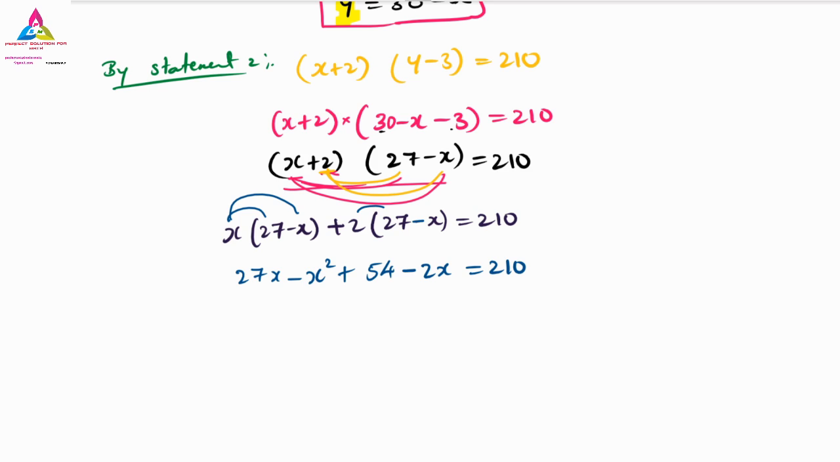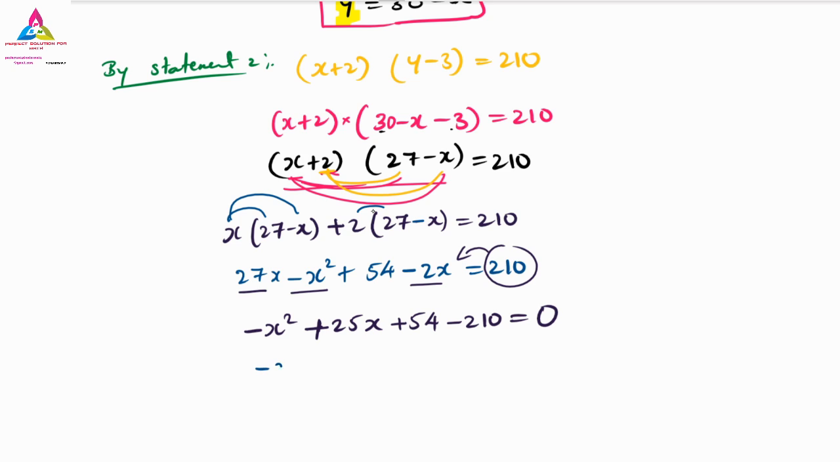So let us continue. See here, this x square, first I will write minus x square only. Then 27x and here minus 2x. Both terms have the same variable, that is x, so I can simplify them. That will become how much? 25x. Very good, Vidya. And here we have plus 54. And this 210, if I shift it to the other side, it will become minus 210, that is equal to 0. Understood? That 210 I have brought to the left hand side and it became minus.